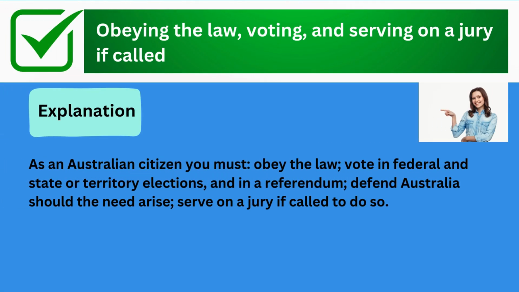The correct answer is obeying the law, voting, and serving on a jury if called. Explanation: as an Australian citizen, you must obey the law, vote in federal and state or territory elections and in a referendum, defend Australia should the need arise, and serve on a jury if called to do so.